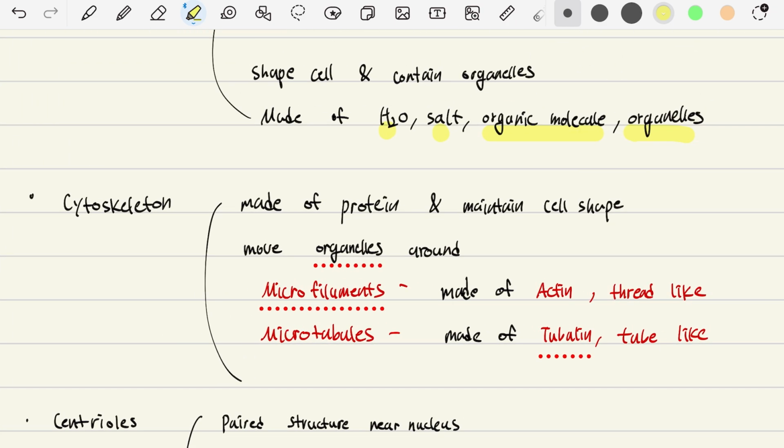Cytoskeleton. Cytoskeletons are made of protein, and they maintain the cell shape. The job that they do is moving organelles around, and they're usually made of two parts, which are microfilaments and microtubules. Microfilaments are made of actin, and they look like a thread. And microtubules are made of tubulin, and they look something like a tube.